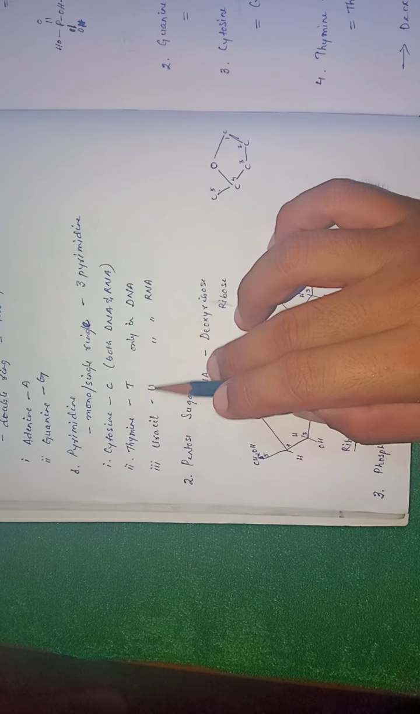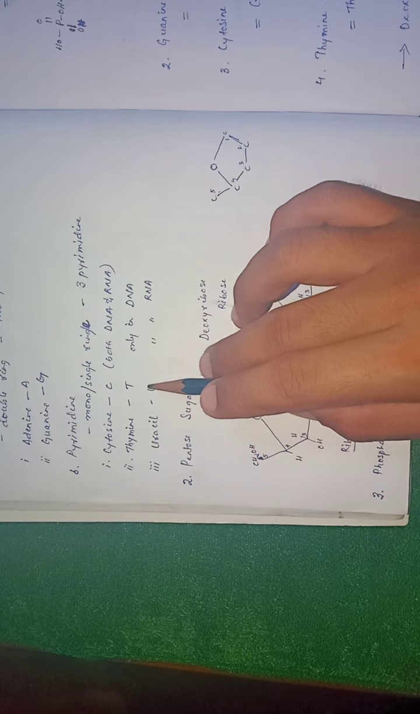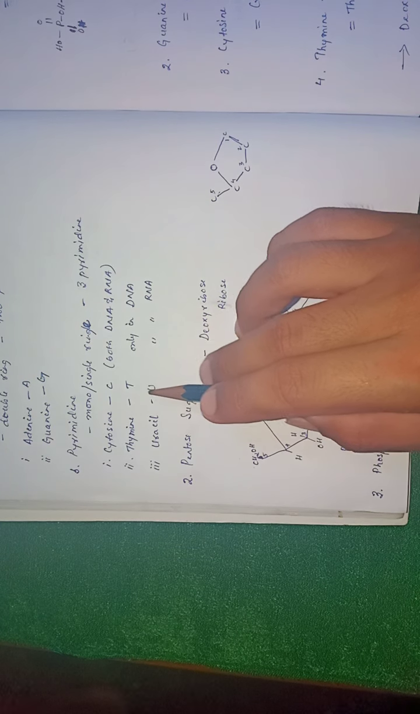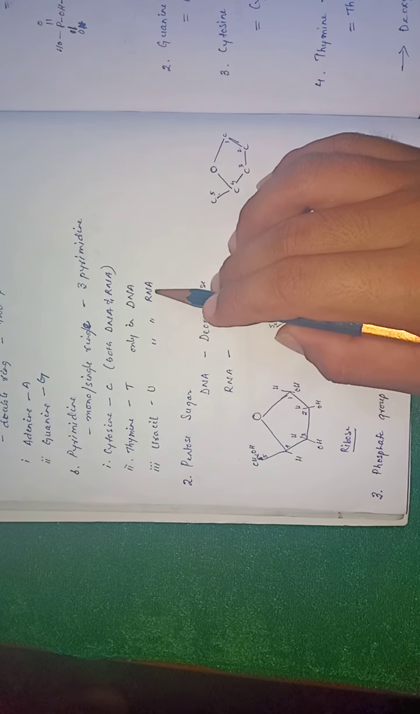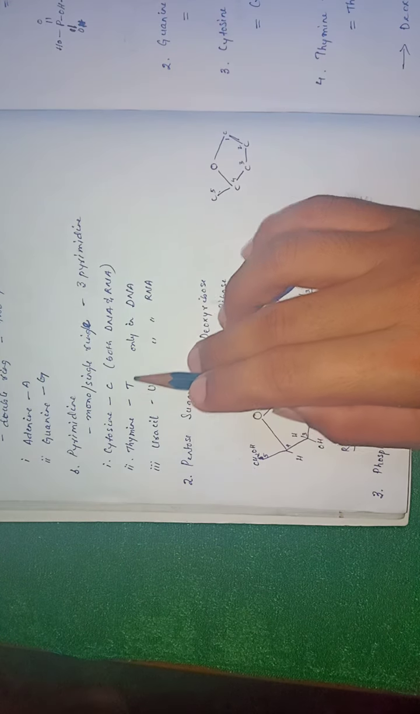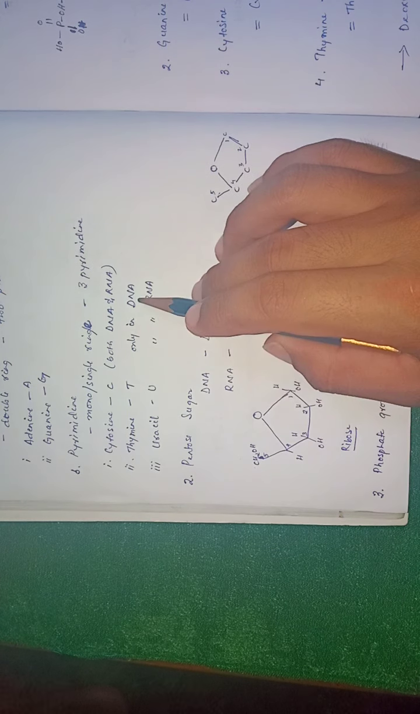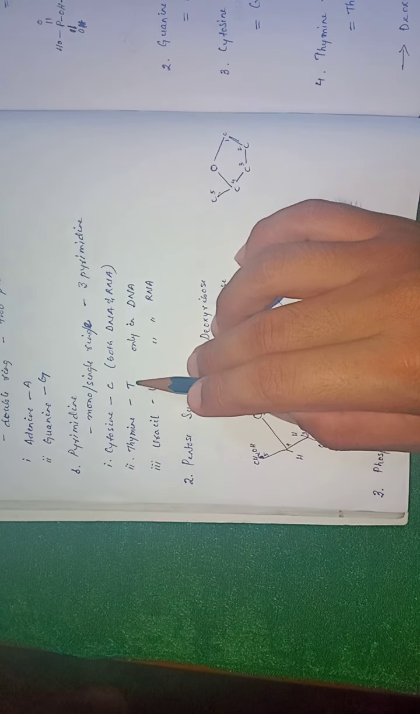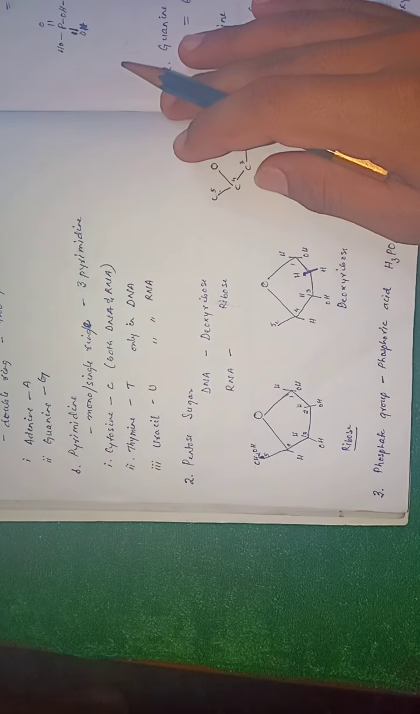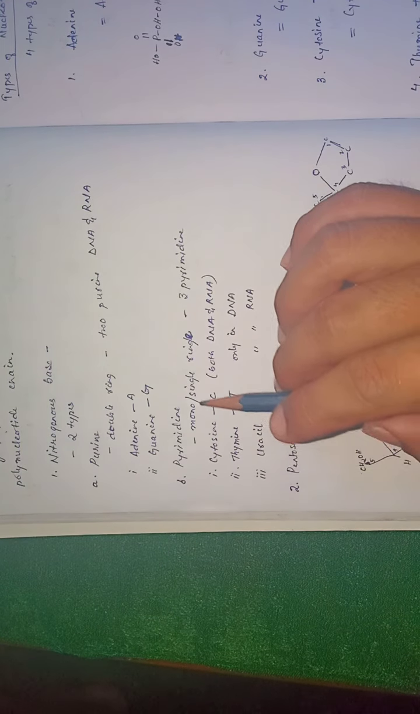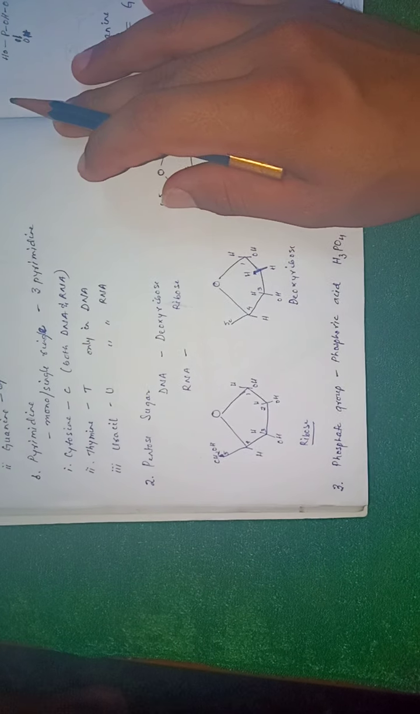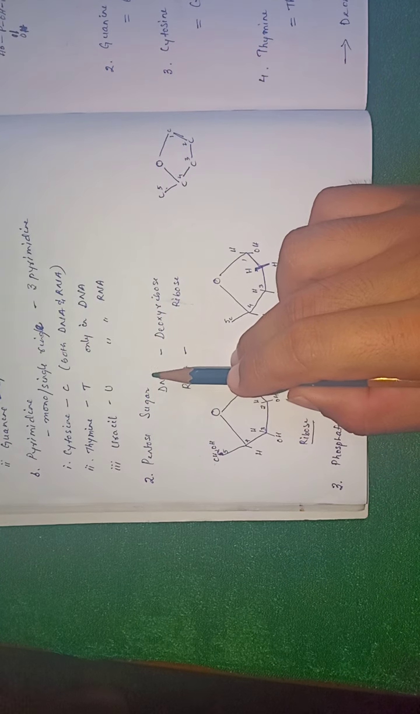So in case of RNA, the thymine T is replaced by U. In RNA, instead of T, U is found, and in DNA, instead of U, T is found, that is thymine. So these are the two types of nitrogenous bases that form the nucleotide. Now the second component is the pentose sugar.